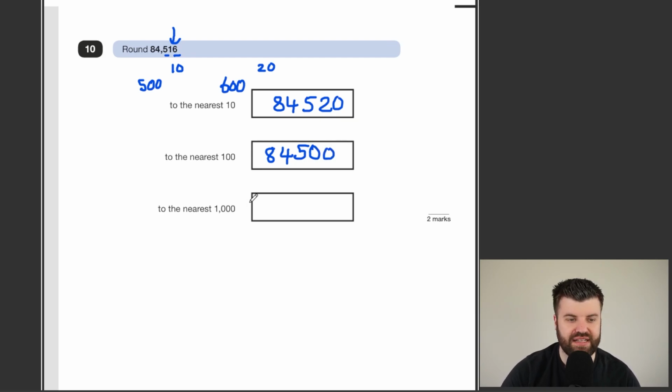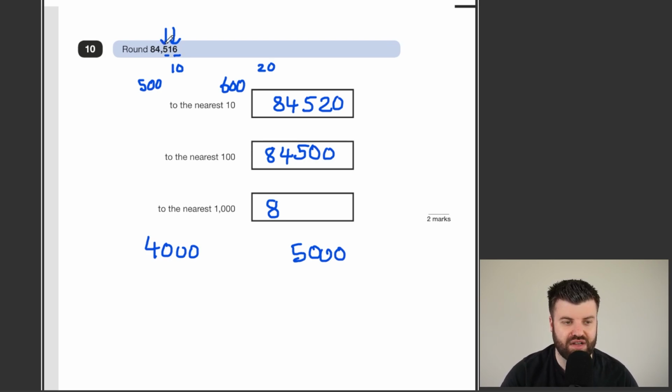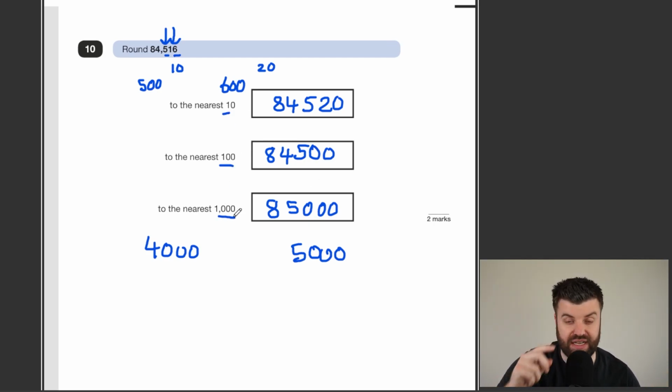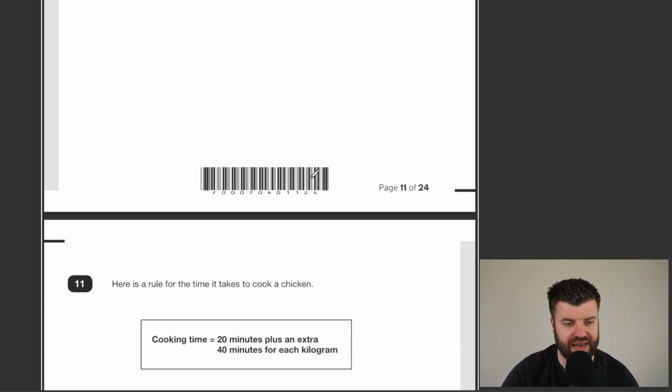And then finally, to the nearest 1,000, 80 what thousand? Is it going to be 84,000 or is it going to be 85,000? Well, if we look at the digit after the thousands column, in the hundreds column, we have a 5. That means we're going to round up to 85,000. That is how we answer those questions. We go along the number until we have to figure out which one we're closest to, whether it's the 10s, the hundreds, or the thousands. And we have to read the question carefully to make sure that we are in the right place.